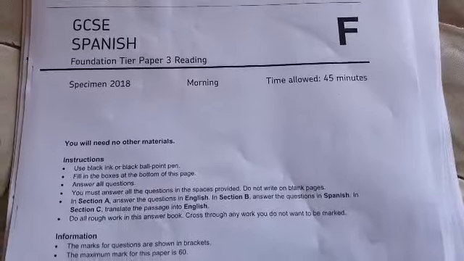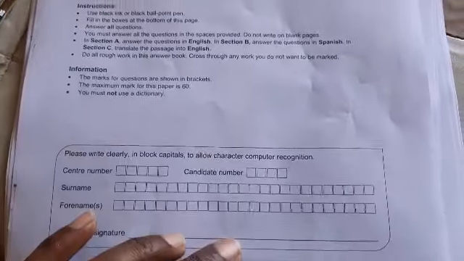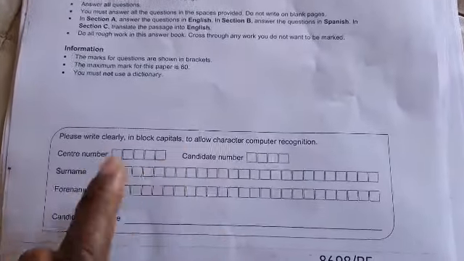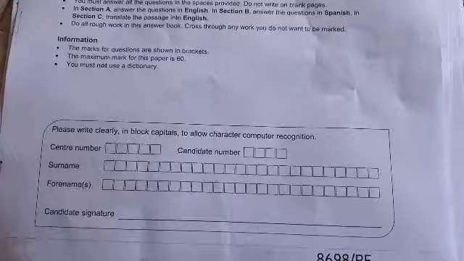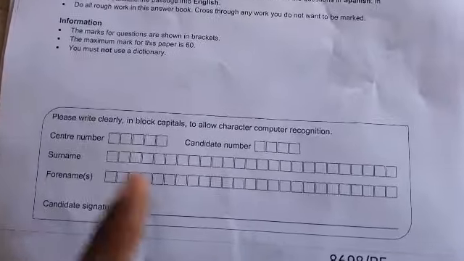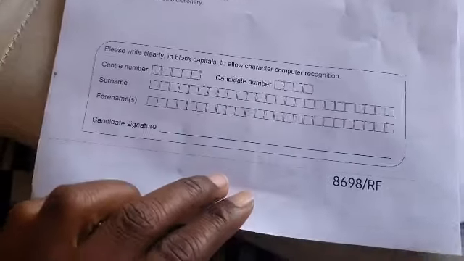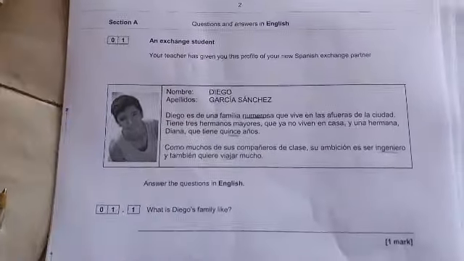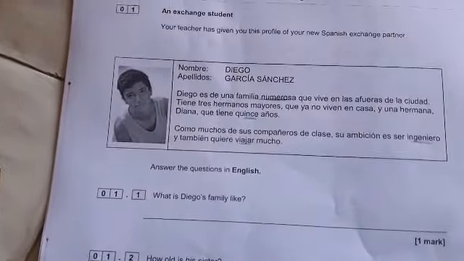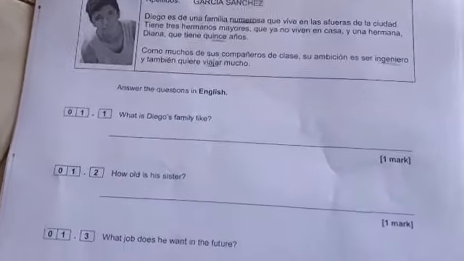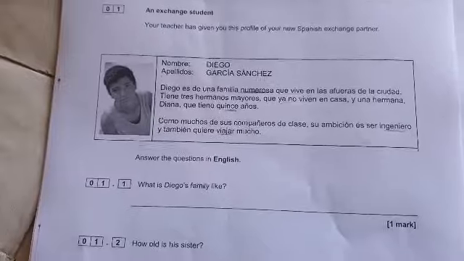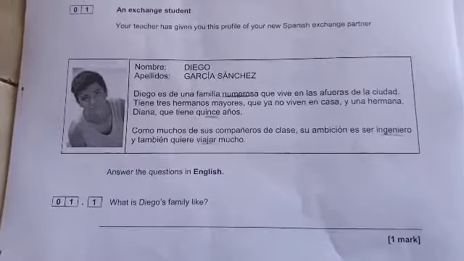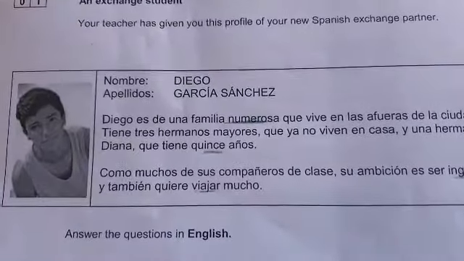So this is the cover sheet, as you can see. You have your center number there, which your school will give to you, your candidate number, your surname, and your forenames. So this is the first part, and as I said, it needs to be done in English. So what's the first thing that we're going to do? We're going to read through the text really quickly.